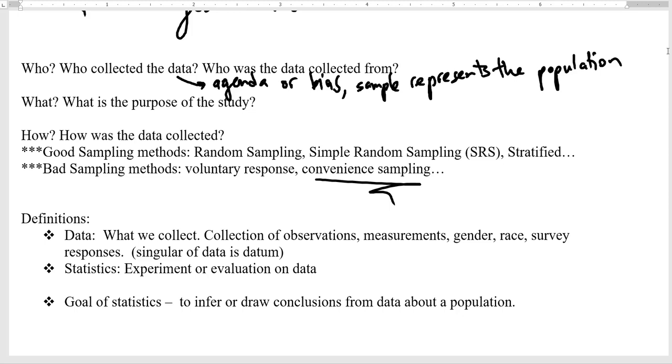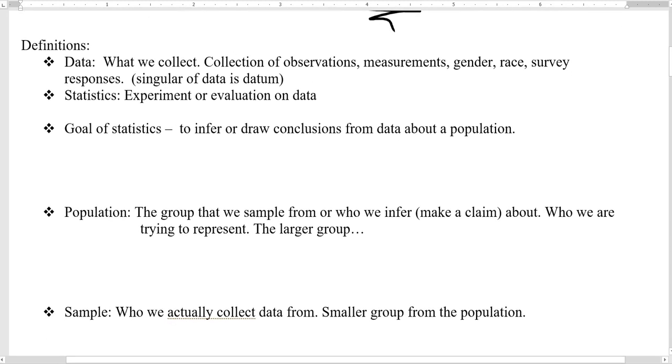Okay. At this point, there are going to be some definitions. I'm going to give you a minute to write these down. If you need to pause this, go ahead. But I'm going to talk through these while you write them down. Data. Data is what we collect. It's a collection of observations, measurements, gender, race, survey responses. Just for fun, I think it's interesting that the singular of data is datum. So if I have a single piece of data, it's called a datum. It's kind of stupid, but I think things like that are cool.